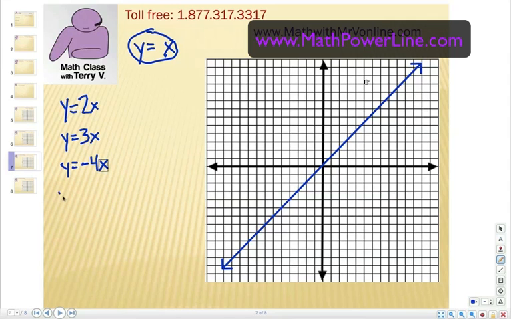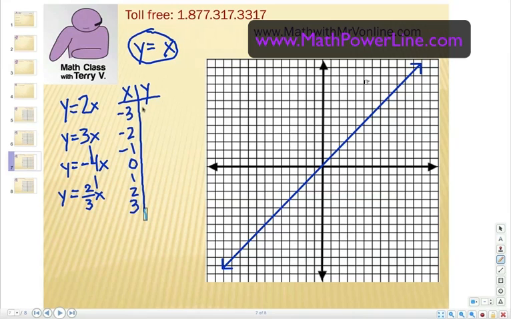And finally, what if we multiply it by a fraction? If x is negative 3, 2 times negative 3 is negative 6. Negative 2 times 2 is negative 4. Negative 1 times 2 is negative 2. See a pattern? 0 times 2 is 0. 1 times 2 is 2. 2 times 2 is 4. 3 times 2 is 6. All right, let's graph that.